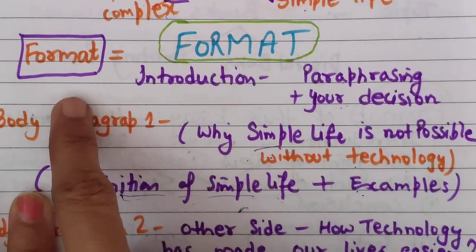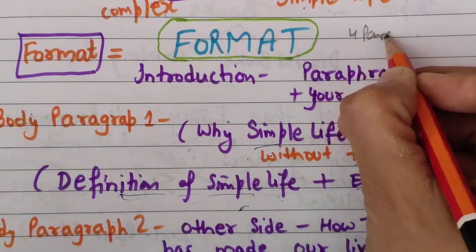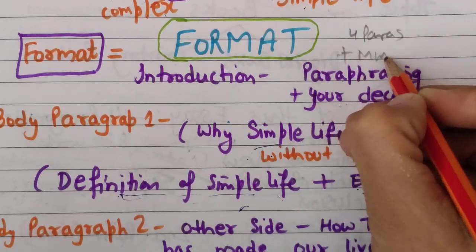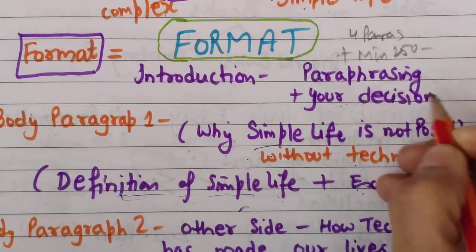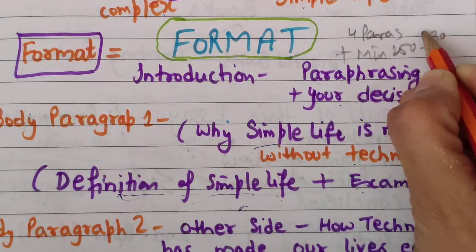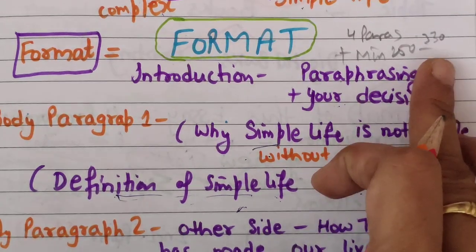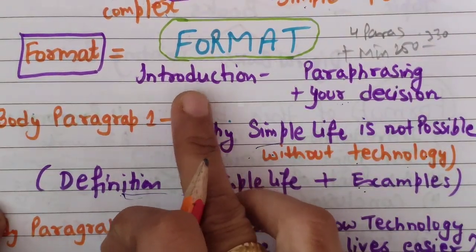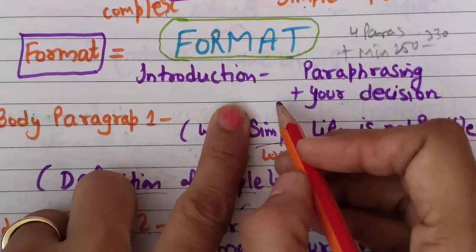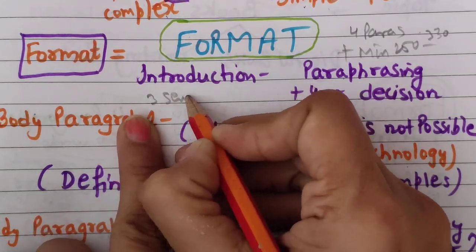As you know, there are 4 paragraphs. And of course, how many words? The minimum is 250. But if you can write a good essay, your words will go around 300, 330, or 350 maybe. It all depends. The first paragraph is the introduction. In the introduction, what do you need to write? The 3-sentence formula.